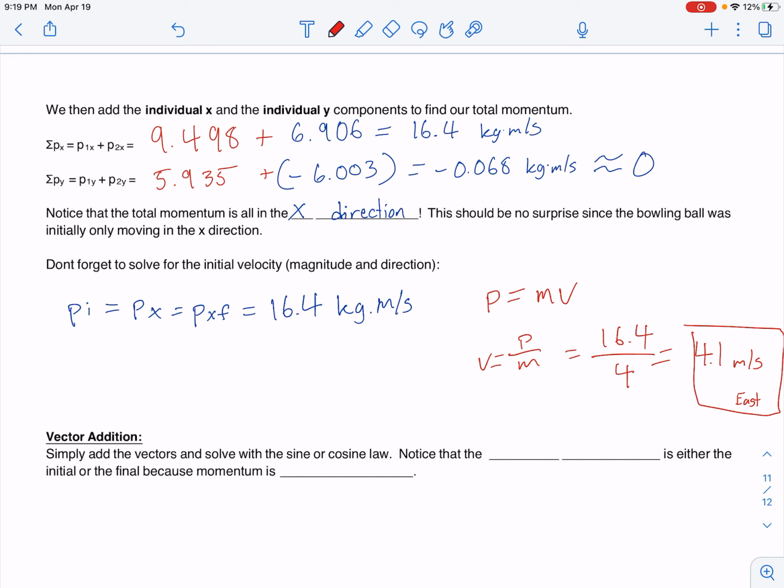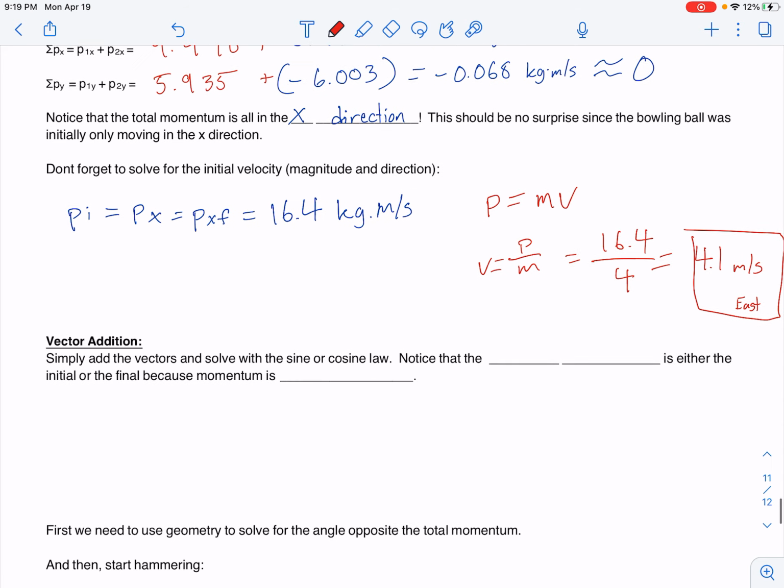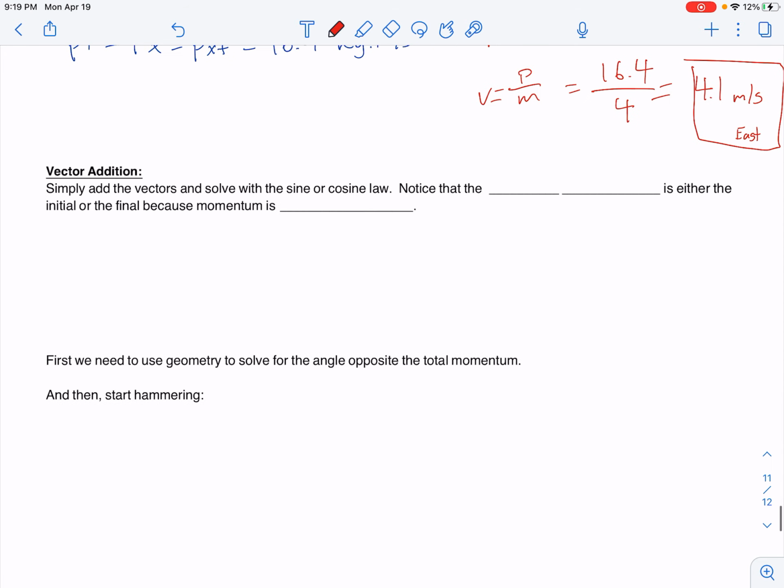All right. Again, this was a little bit simpler to solve for because my cantaloupe initially was at rest, meaning it had no momentum, so all the momentum in the system was held by the bowling ball. So it made it a little bit easier to solve.